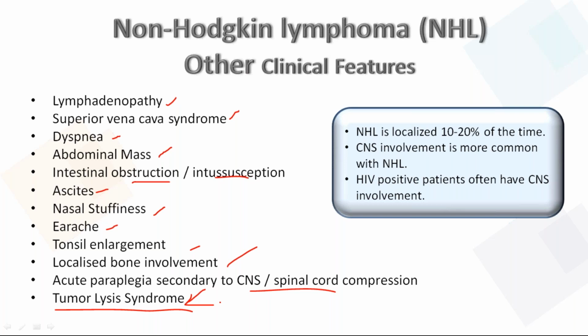So this will produce a uric acid excess and various electrolyte disturbances causing hypophosphatemia, tumor lysis syndrome. And remember, NHL is 10 to 20% around the localized ones. CNS involvement is very common within non-Hodgkin lymphoma, and HIV positive patients especially are prone to it, this CNS involvement post HIV. So these are the clinical manifestations of non-Hodgkin lymphoma.